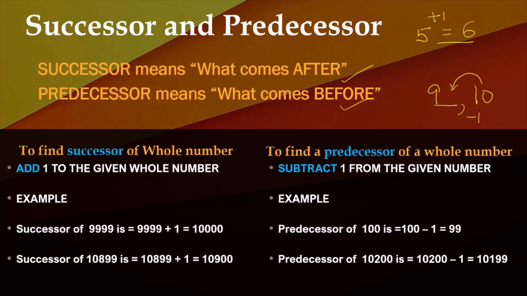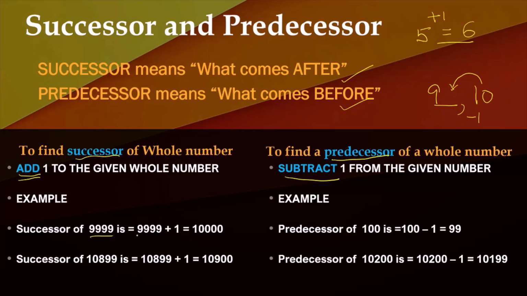So the rule for finding the successor of a whole number is that we always add 1 to the given whole number, and we get the successor of the number. And to find the predecessor of a number, we always subtract 1 from the given number and we get the predecessor of the number.